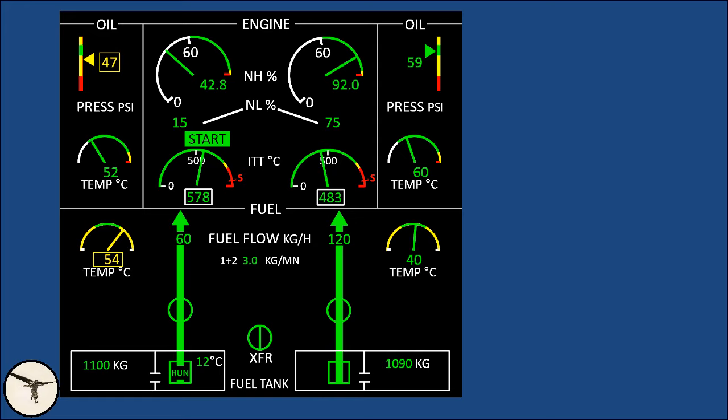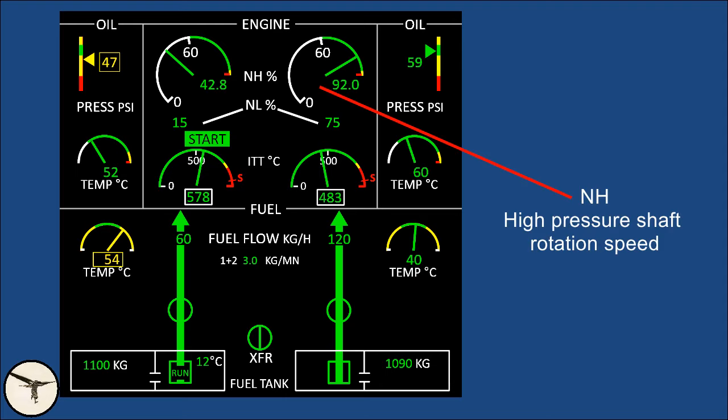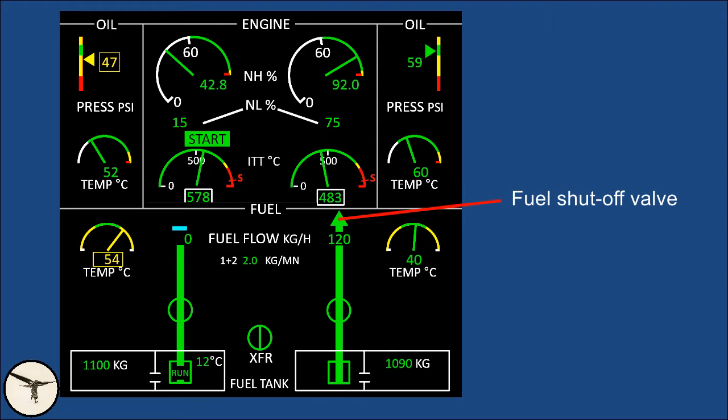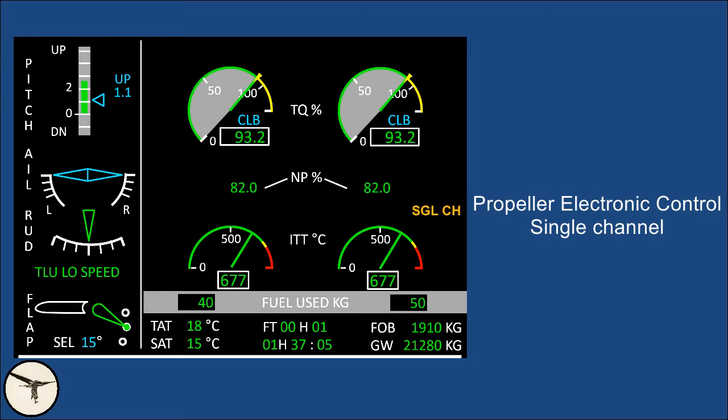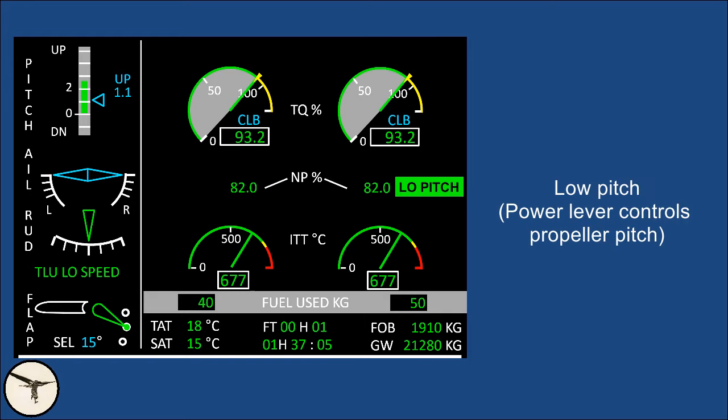Glass cockpit indications are on both MFDs, engine secondary page. When the engine start selector is set to start, NH, ITT, fuel shutoff valve position, open or closed, fuel flow, and oil pressure are shown. A start label is also shown when the engine starter is engaged. On the engine warning display, the indications are NP, propeller brake label, PEC single channel label, and low pitch label.